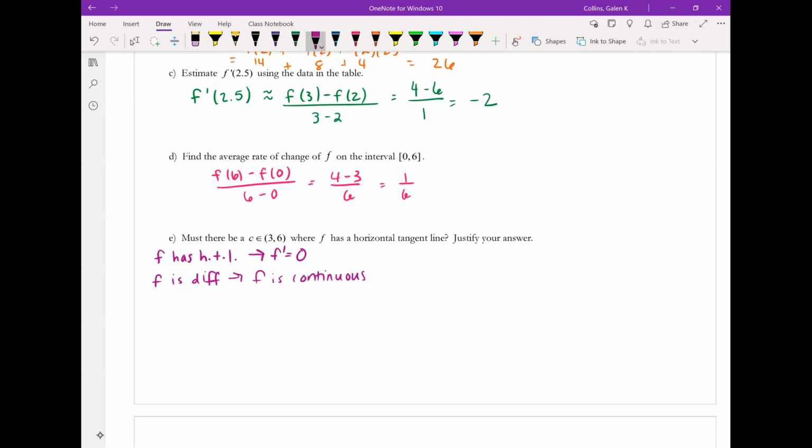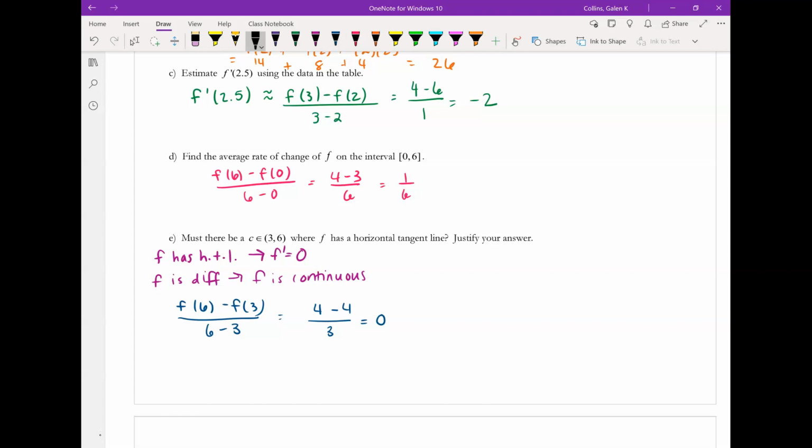So going back to part E, must there be a c? Well, the mean value theorem tells us that yes, there must be a c if the average rate of change over that interval gives us 0, then there must be a place where the instantaneous rate of change is 0. So let's find the average rate of change. And that's going to be from our table 4 minus 4 over 3, which is 0.